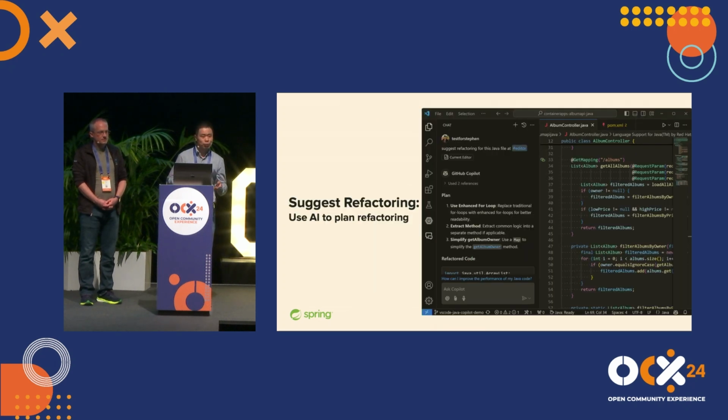As a Java language tooling maintainer, we keep receiving feedback from users to support more and more refactorings. Now with AI chat, we think it enables the possibility to bring more refactoring support to the IDE. The first refactoring scenario is suggesting refactorings with AI chat. You can just use a prompt like "suggest refactorings for this Java file." The AI will scan the whole file and generate plans for how you can optimize your Java code.